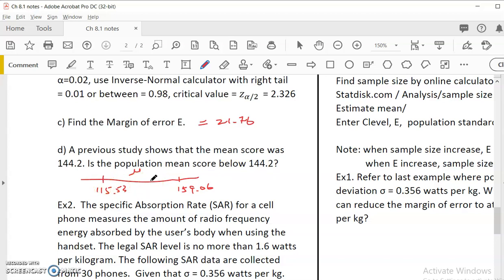So you cannot be sure. You cannot be 98% confident. So we say no, because 144 is not outside, it's inside the interval. Some values like 145 and 159 could be the mean also, right? That is not below 144. Only some of them are. So you say no, we cannot conclude, because it could be greater.